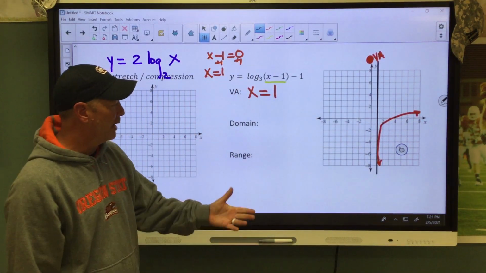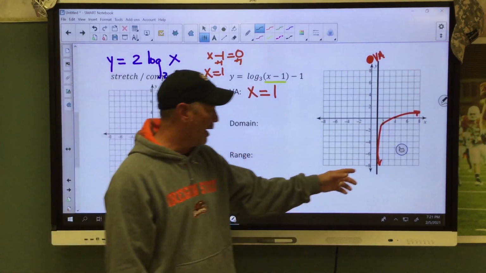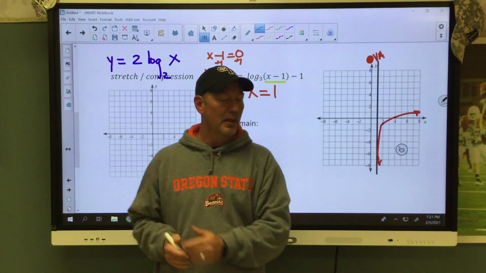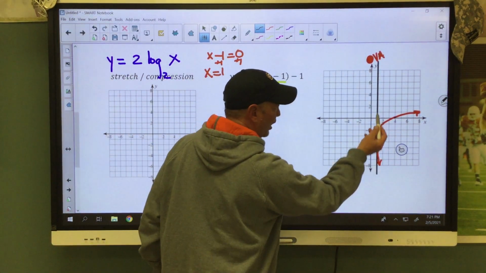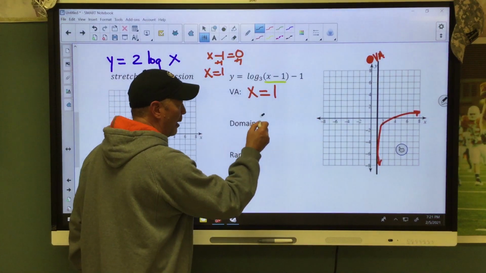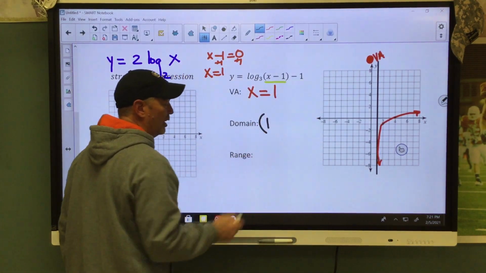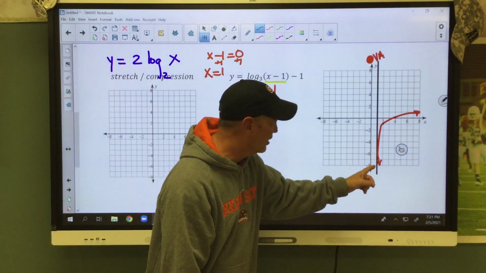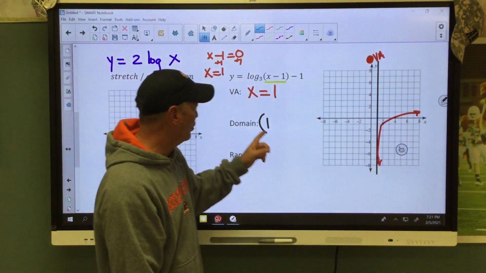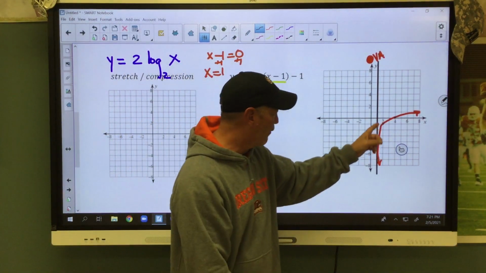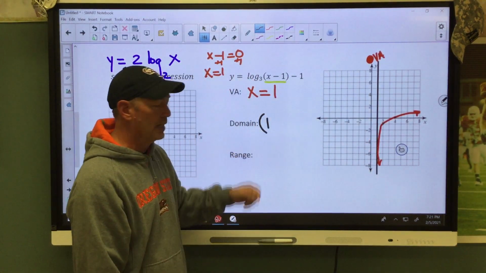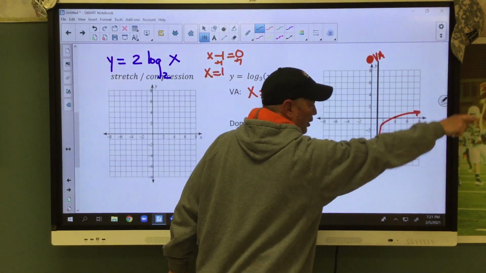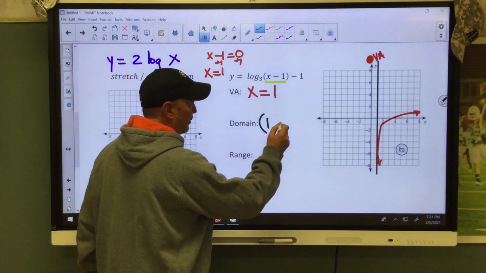As far as my domain goes, we're talking about our graph. Domain, how far to the left do I go? I get really close to the number 1, but I'm not allowed to touch it. So we're going to use a soft bracket now. If I make contact and I touch the vertical asymptote, I would use a hard bracket. But since we never make contact, I have to use a soft bracket on the 1. And then we're going to go forever to positive infinity.